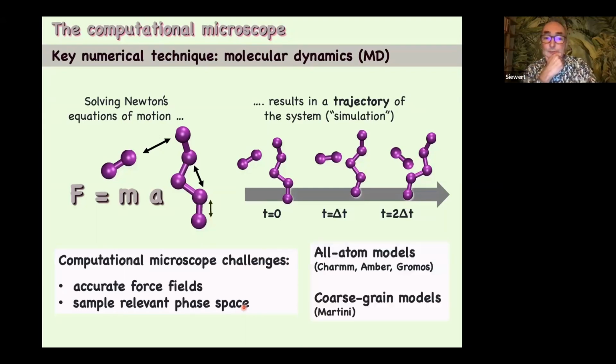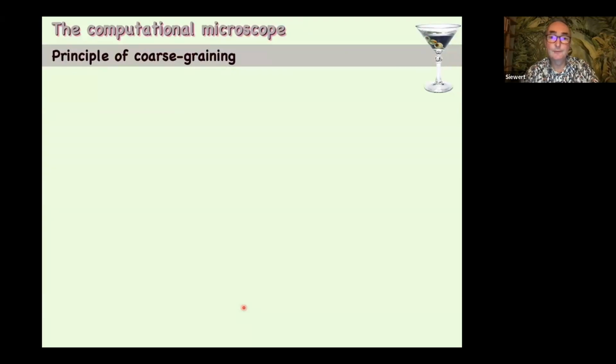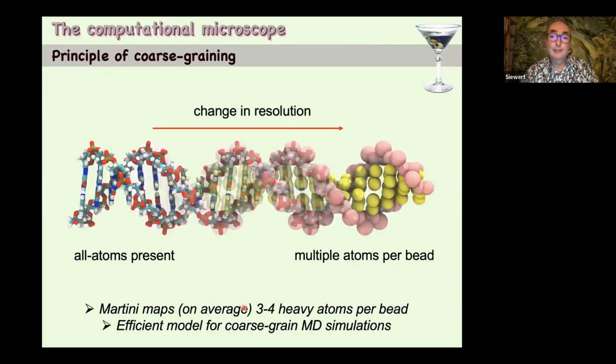Now, traditionally people use all-atom force fields like CHARMM or AMBER or GROMOS. You have probably heard of these force fields. But in our group, we have developed coarse-grained models, and the force field that we're using in particular is called the Martini force field, which I will explain in some more detail. But the principle of coarse graining is easy, as shown in this slide.